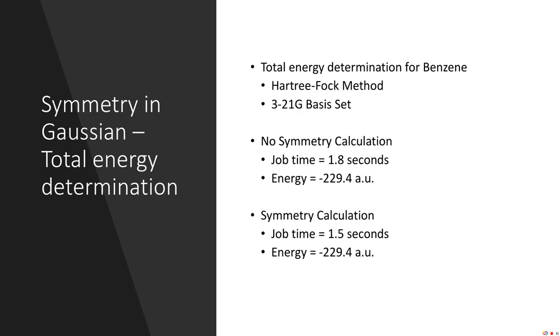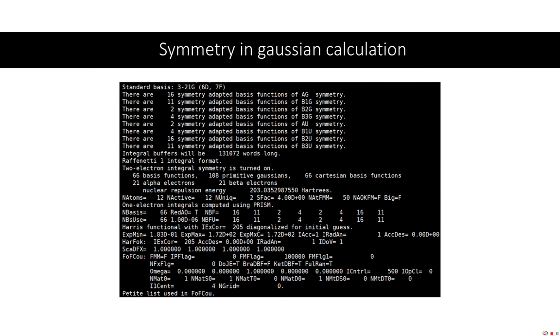So the no symmetry calculation gives a job time of 1.8 seconds, and the symmetry calculation gives 1.5 seconds. Next slide. So when we are calculating using the Gaussian, the symmetry in the log files will look like this. Next slide.